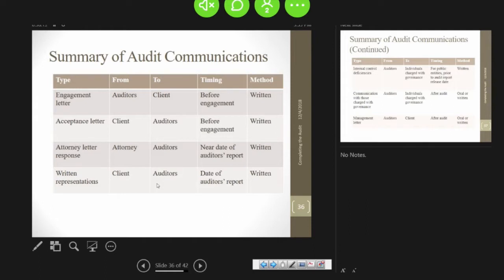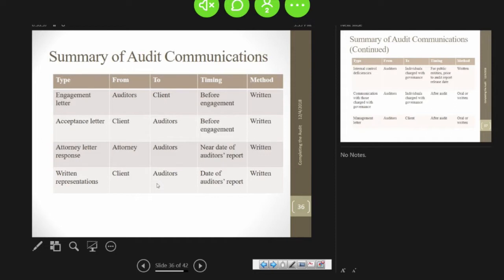So, just a summary of the audit communications. The engagement letter, remember, is something we talked about in the planning stage, right? And that's the contract between the auditor and the client. It lays out what the auditors are going to do, what the expectations are of the client. So it lays out the terms of the audit engagement. The acceptance letter is exactly what it sounds like: the client sends the acceptance letter to the auditor, and both the engagement letter and the acceptance letter occur prior to the engagement starting.